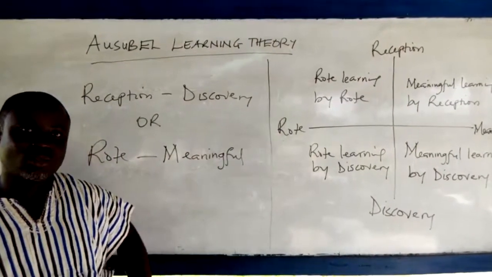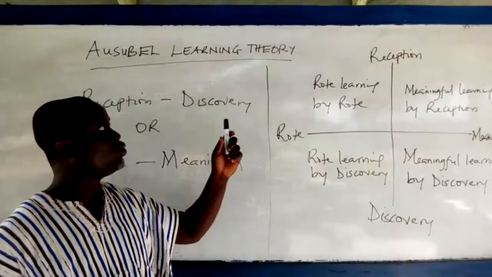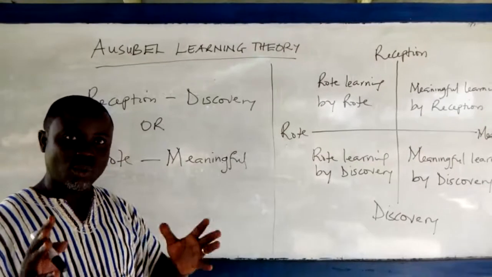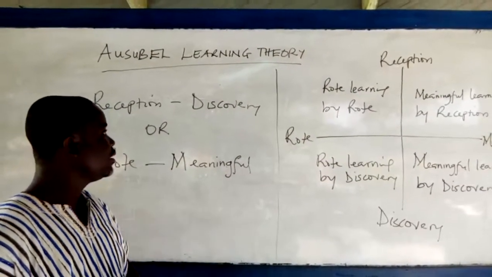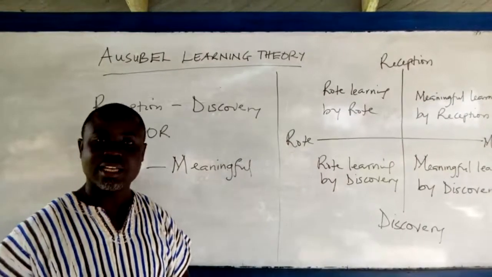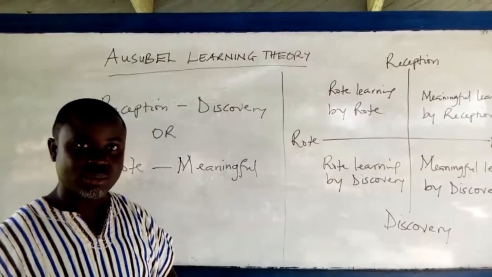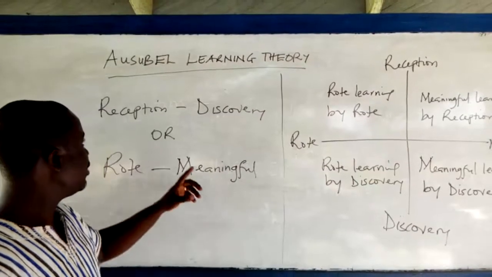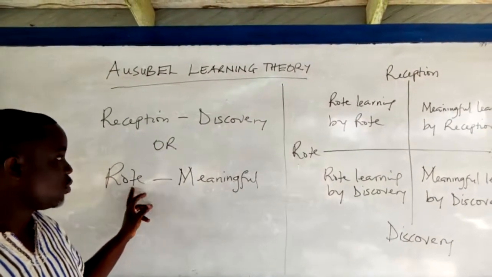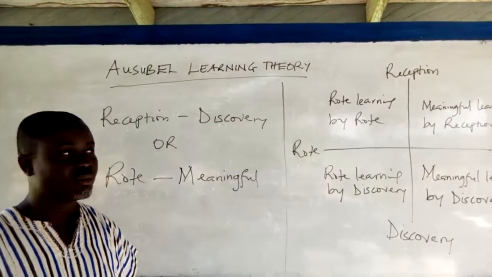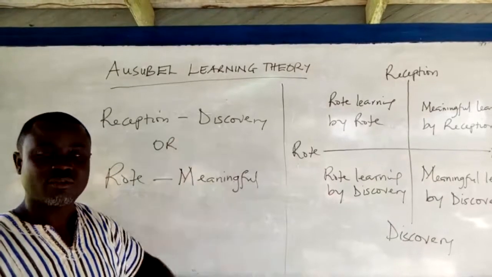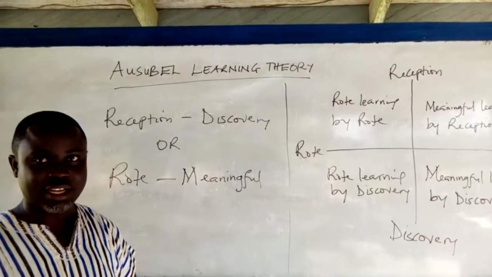Class, today I'll be taking you through the Ausubel learning theory, and I hope you find it exciting. According to David Ausubel, learning takes place along two continua: reception to discovery, and rote to meaningful. This aspect of the theory touches on how information gets to the learner.